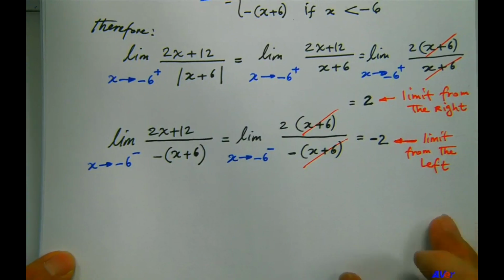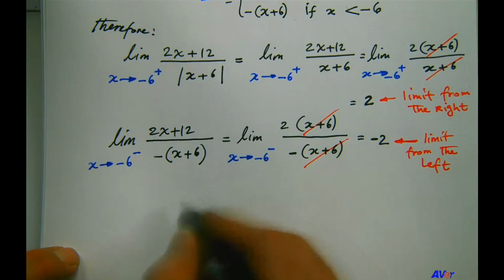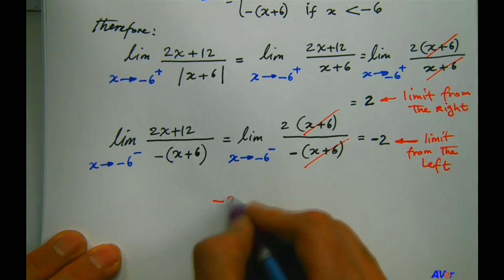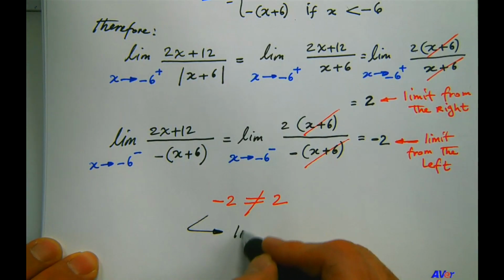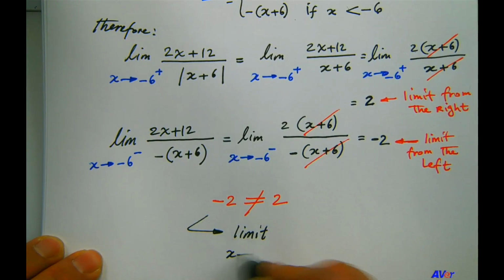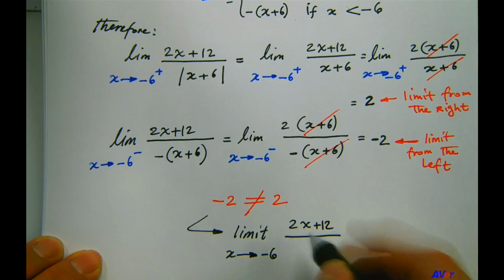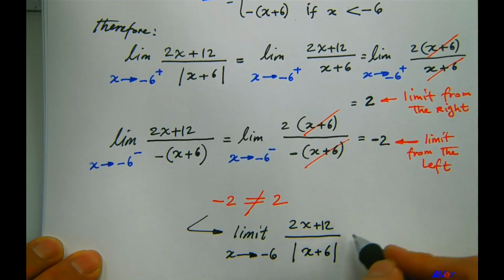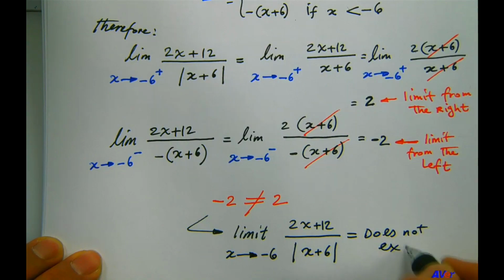Okay, so do the limits from the right and left agree? They don't. What does that mean? We learned in the last video that if the limits from the right and left do not agree, then the limit does not exist. So negative 2 is not equal to 2, therefore the limit of this function does not exist as x approaches negative 6.